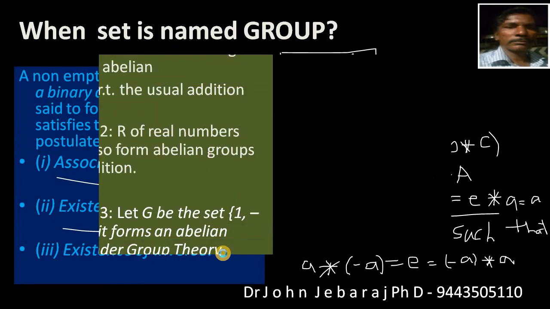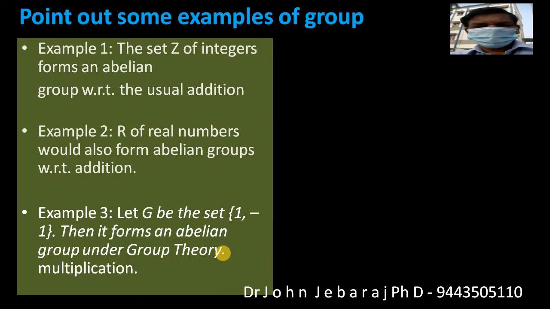Now coming to the next slide, I am going to show you some examples, and I am going to prove how a set with some operation is called a group. So we are giving some examples of a group here. The set Z of integers forms an abelian group with respect to usual addition. A group being abelian means it is commutative, a group with usual addition.